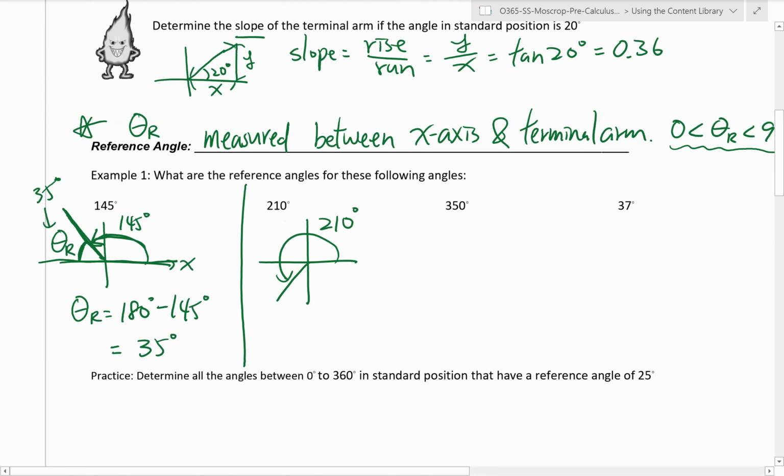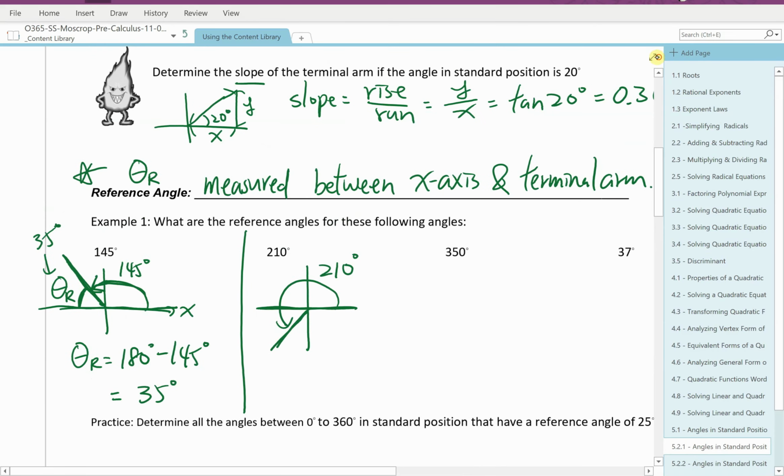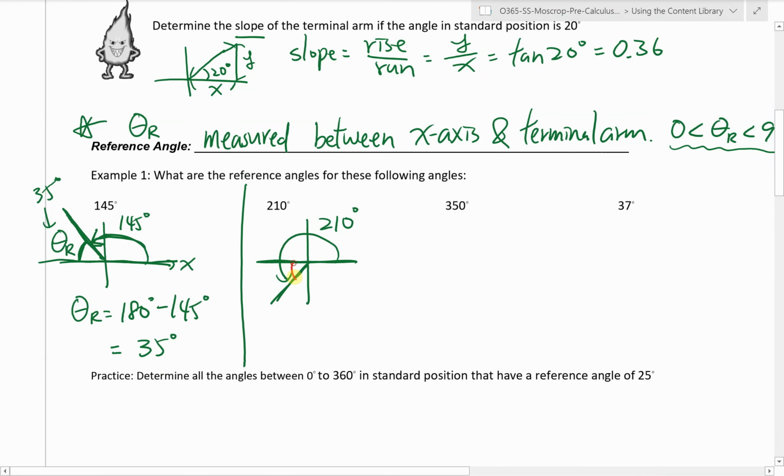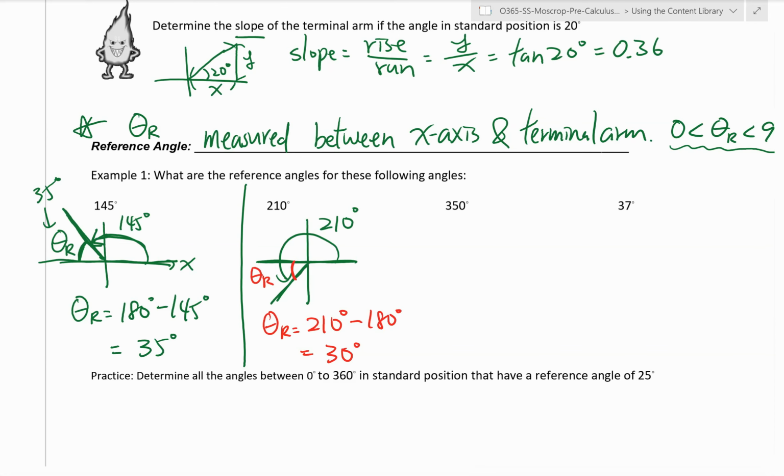Now, the reference angle, again, is between x-axis and terminal arm. So here's the x-axis, here's the terminal arm, and we know it's always between 0 and 90 degrees. So our reference angle is going to be right here. I'll use red in this case. This is the reference angle. Okay, and how do we figure out this reference angle? Well, this is a little bit more than 180. How much more? To figure that out, you go 210 minus 180, and this tells us that we rotated 30 degrees more than 2 full quadrants. So the reference angle is 30 degrees.